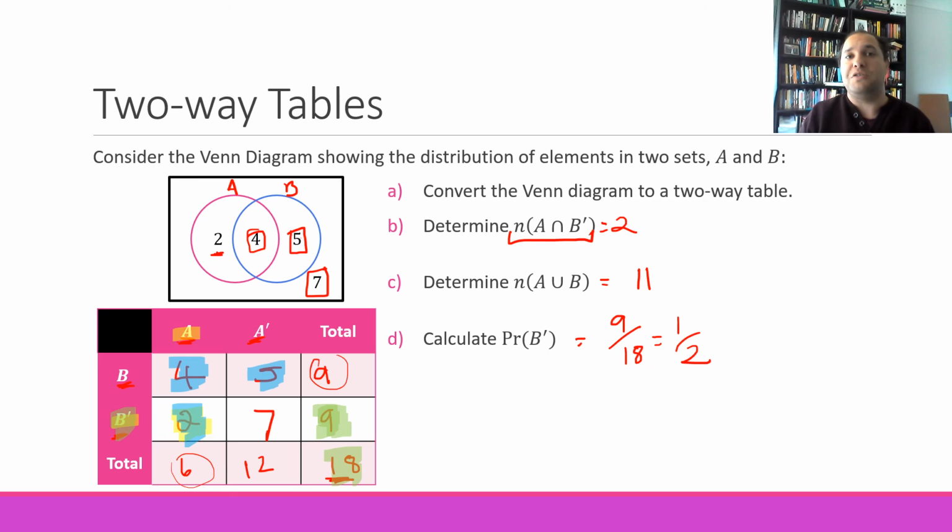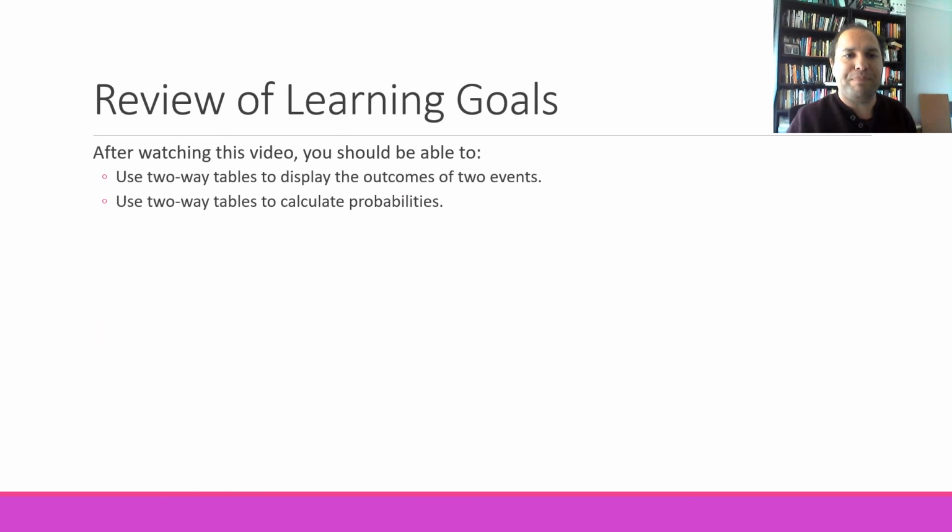And that's how we can use a two-way table to help us organize our information and then use it to calculate probability. After watching this video, you should be able to use two-way tables to display the outcomes of two events. We did that in our worked example, and we also used that display and those outcomes to calculate probabilities in that example too.